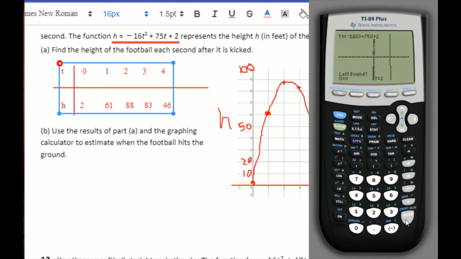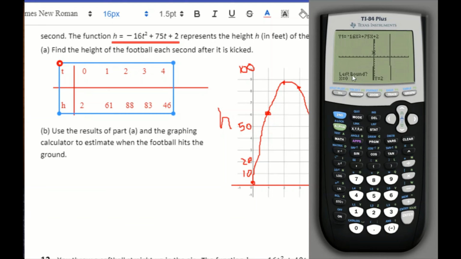And it's going to ask me a series of 3 questions. It's going to ask left bound, right bound, guess. So basically what you want to do is type in a number that's to the left of the x-intercept, a number that's to the right of the x-intercept, and then the guess can be basically any number that's in between those. Essentially you're just telling the calculator which x-intercept you want it to find. We don't care about this one that's negative something. We really only care about this one.